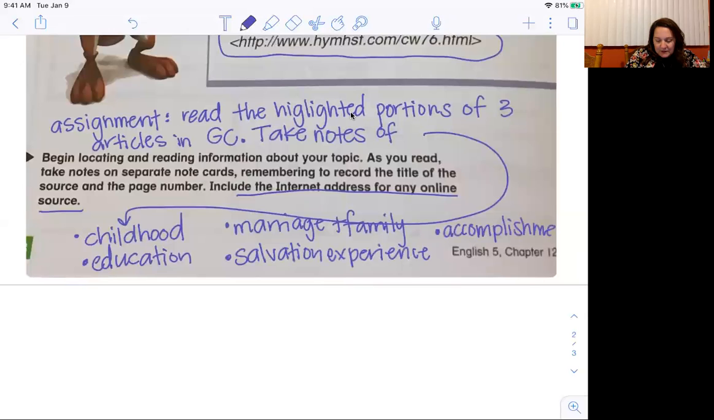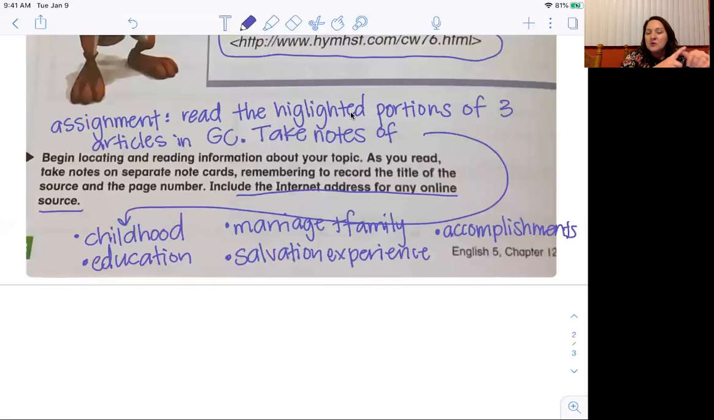Okay, so what you're going to do, I'm going to tell you again. You're going to go into Google Classroom. You're going to try, if you can, to print out those articles. If you cannot, it's okay. I want you to read the highlighted portions of those 3 articles. Some of them might have the whole thing highlighted. That's okay. And you're going to take notes of the 5 areas. So you may want to have 5 different papers in your spiral notebook. Title them. One's childhood, one's education, one is marriage and family, one is salvation experience, and one is accomplishments.